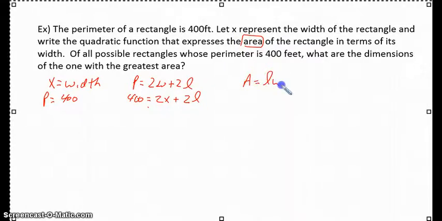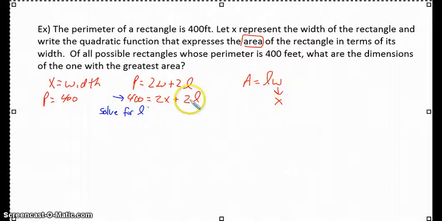For a rectangle, it's length times width. I can use this perimeter formula here to help me figure out what the length is, because I already know what the width is. I already know that the width is x. So what I'm going to do is take this equation right here and solve it for L, so that I can have L in terms of x, and I can replace that in this equation. So this equation will have all x's as my variable instead of l's or w's.